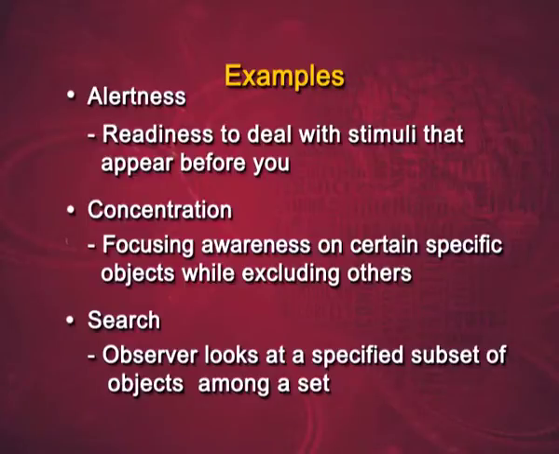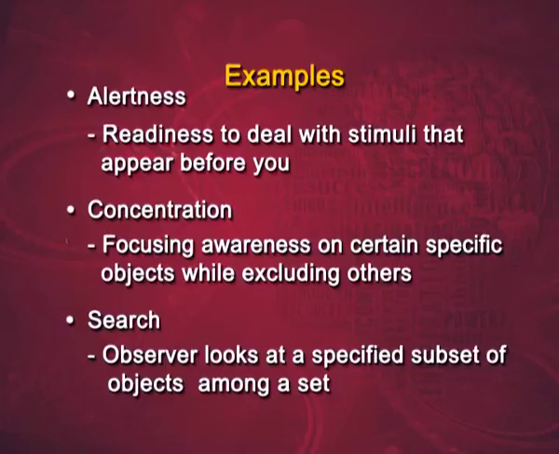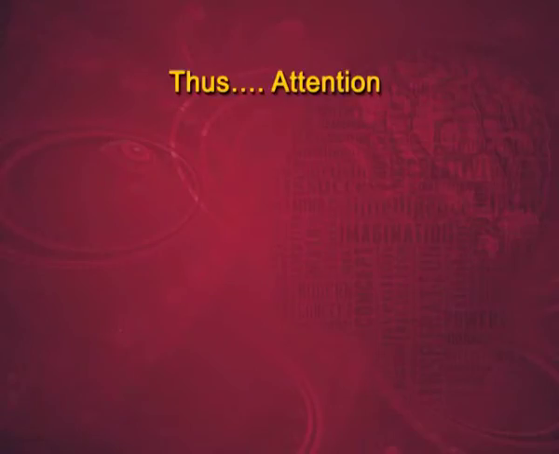Search is when an observer looks at a specified subset of objects amongst a set. If you have gone to school to fetch your younger brother or sister, there are so many students of the same height, even in the same school uniform, coming out. But you will be able to focus your attention only on your brother or sister, the specific object amongst all the other similar ones. So, with the help of alertness, concentration and search, we are able to selectively focus our attention on certain stimuli. Thus, attention is an effort allocation process.